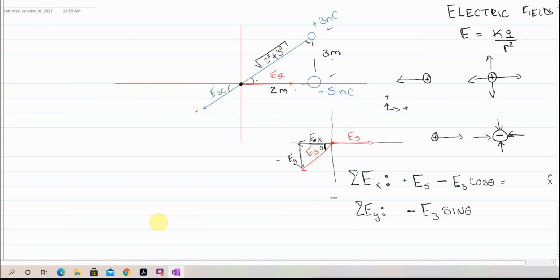If I look at that one, let's go tan theta. So tan theta equals opposite, so the 3 meters over adjacent 2 meters. Units cancel, which is good. So arctan of 3/2 would tell me what this theta is. This theta and this theta. I can put those values in, and now I have actual numeric values for both of those components.